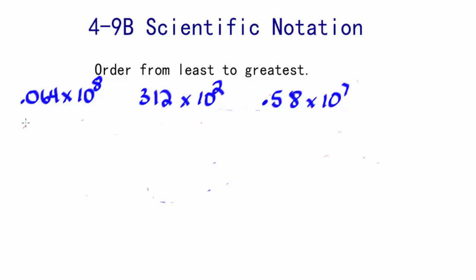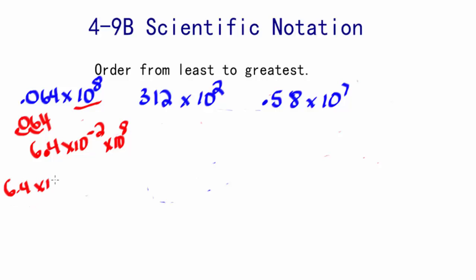0.064 times 10 to the 8th. So we have to make this into scientific notation. So if you have 0.064, whoops, I hit my button there. We got to move it over 2 places, so that becomes 6.4 times 10 to the negative 2. Okay, and then we still have this up here, times 10 to the 8th. So this becomes 6.4 times 10 to the 6th, because remember, when we have the same base, we add our exponents.